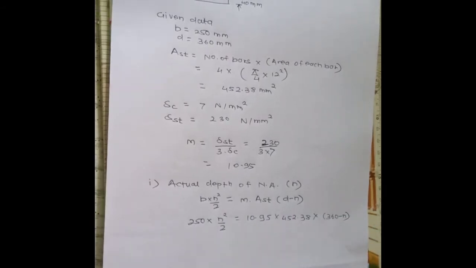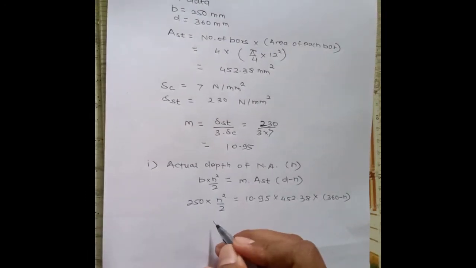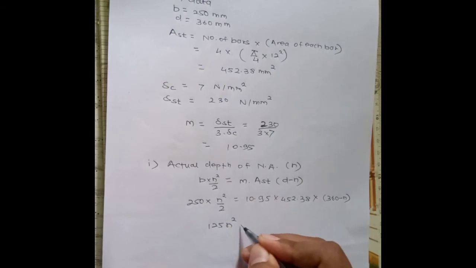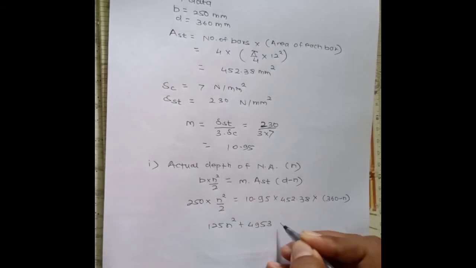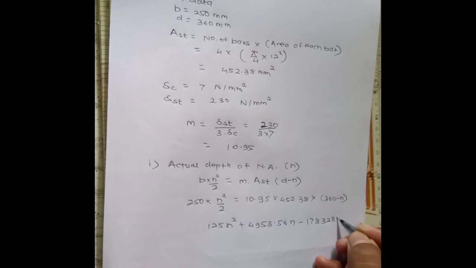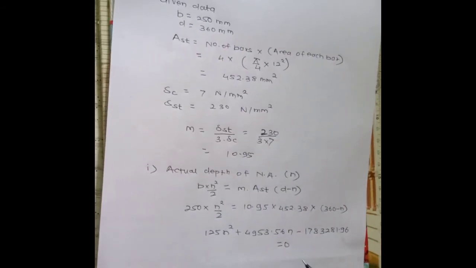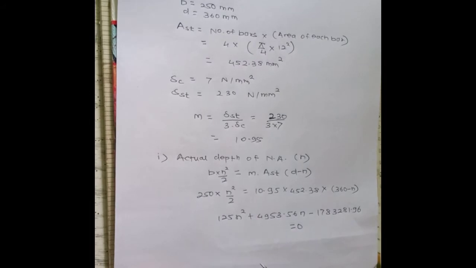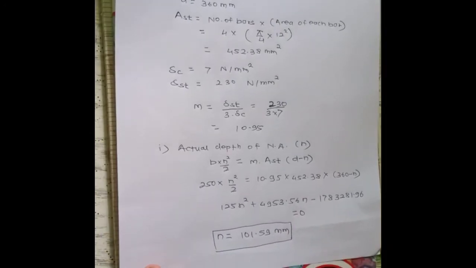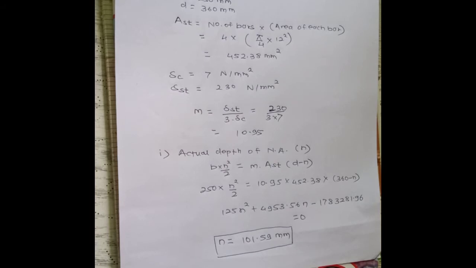So after calculating this equation, I will simplify this. 125 n square plus 4953.6 n minus 1783281.96 equals 0. After solving this equation in the calculator, you will get the value of n, that is 101.59 mm. So we got the value of n.